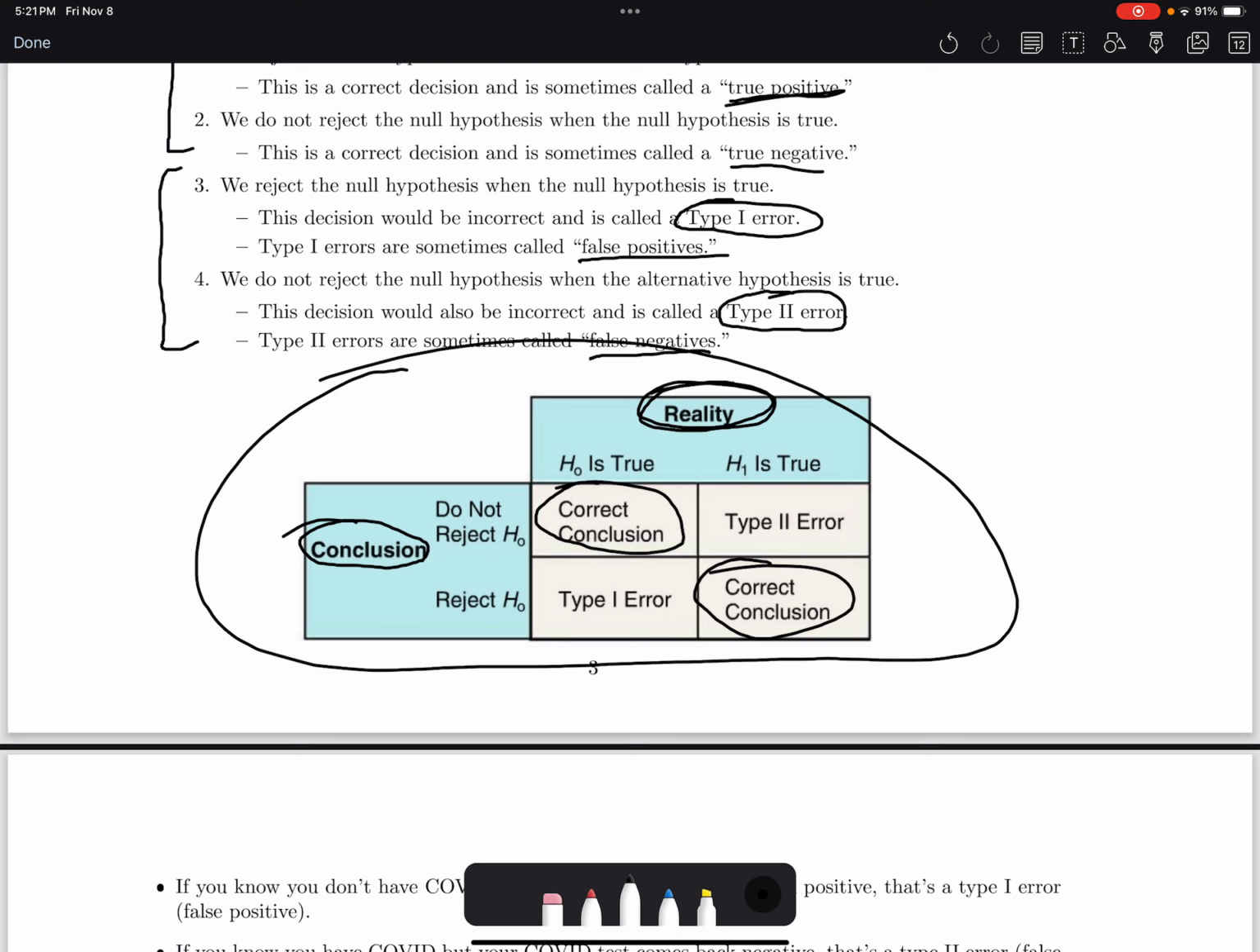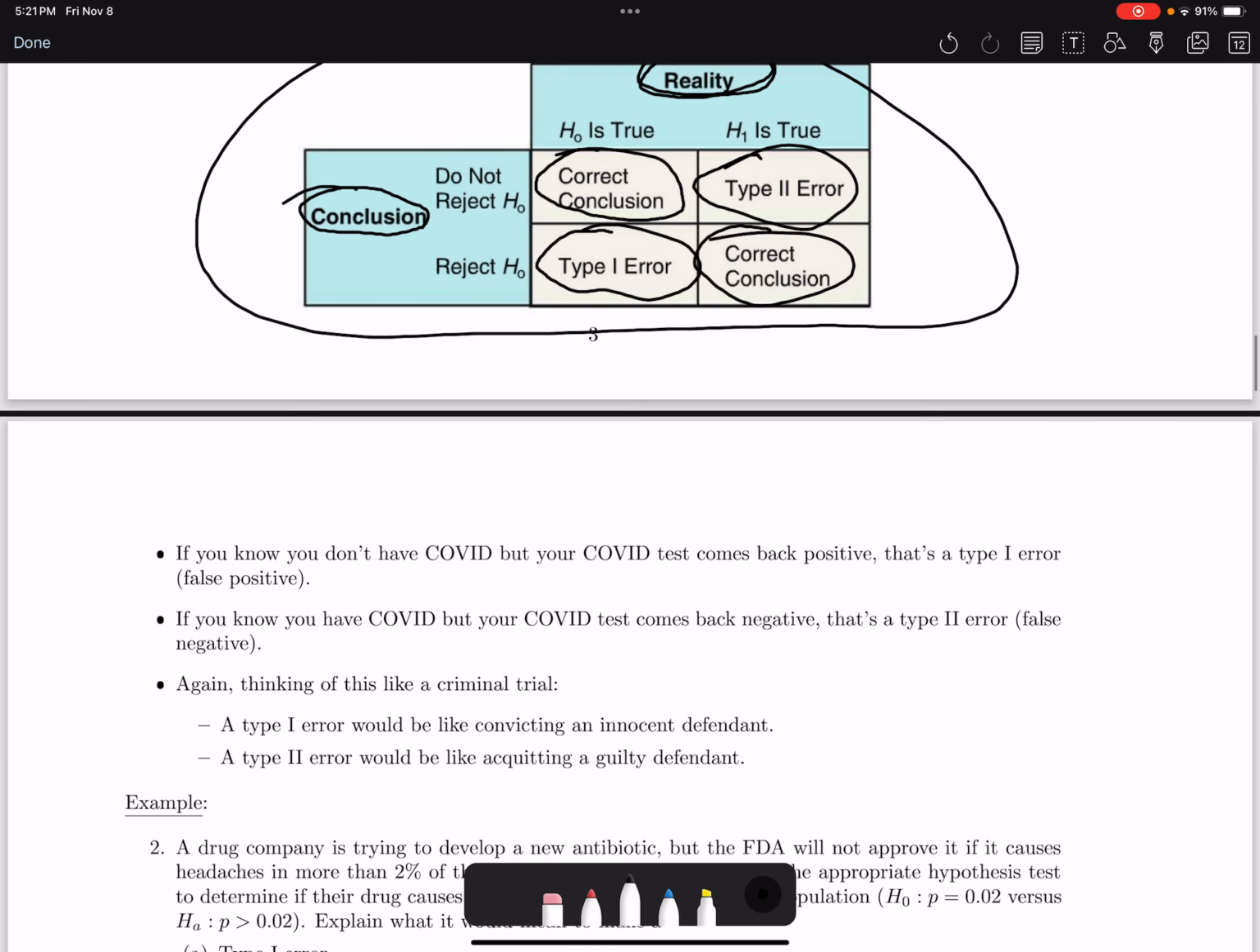When our conclusion does not match reality, then we've committed a type 1 error or a type 2 error, okay? If we reject a true null hypothesis, then we've committed a type 1 error. If we fail to reject a false null hypothesis, then we've committed a type 2 error, okay? And again, this is sometimes confusing for students, but we don't know when we're committing an error in a hypothesis test, but we do have to account for the fact that it's possible we might be committing an error. And that's exactly what our level of significance is, okay? More on that in a second.